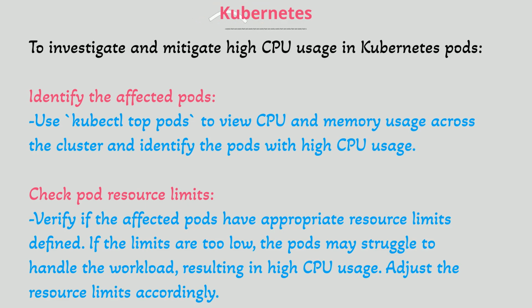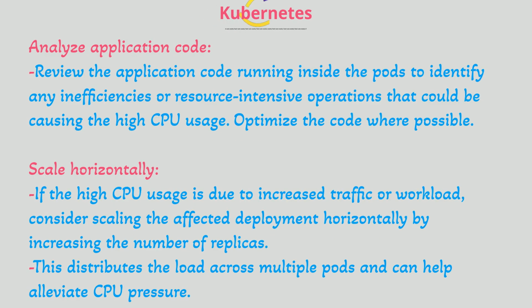Check pod resource limits. Verify if the affected pods have appropriate resource limits defined. If the limits are too low, the pods may struggle to handle the workload, resulting in high CPU usage. Adjust the resource limits accordingly. Analyze application code. Review the application code running inside the pods to identify any inefficiencies or resource-intensive operations that could be causing the high CPU usage. Optimize the code where possible.